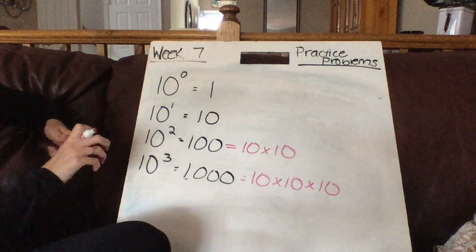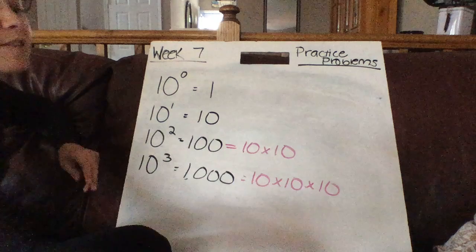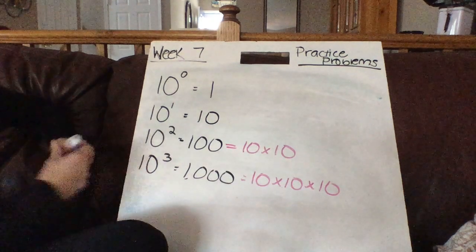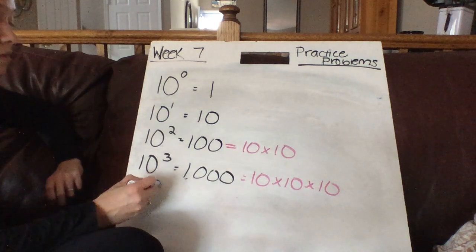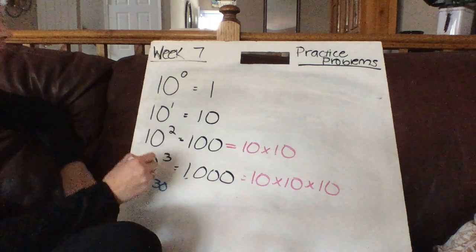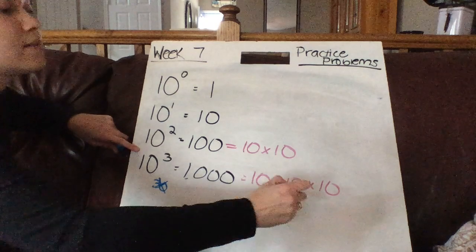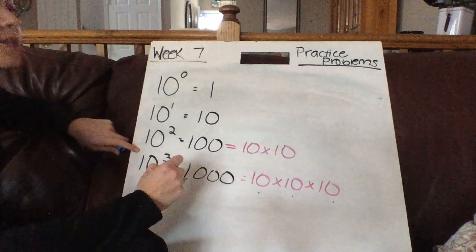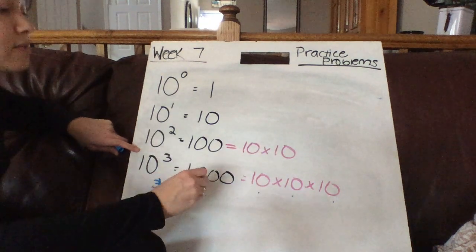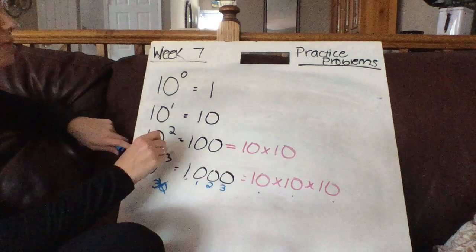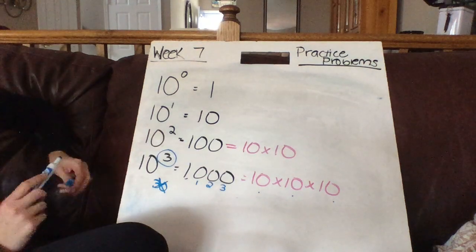Okay, and just remember, there's some misconceptions here. Please, please, please do not tell me that 10 to the third power is 30. It is absolutely not 10 times 3. 10 to the third power is actually 10 times 10 times 10, which is 1,000, and that's because 1,000 has 3 zeros, where the exponent is 3.